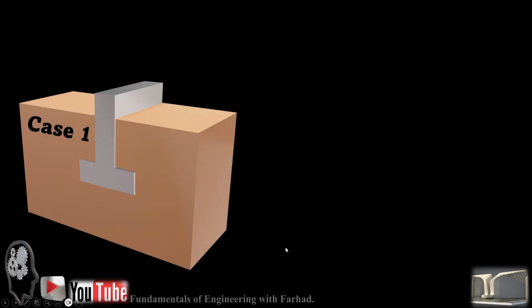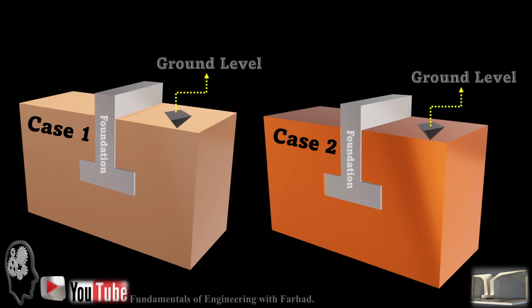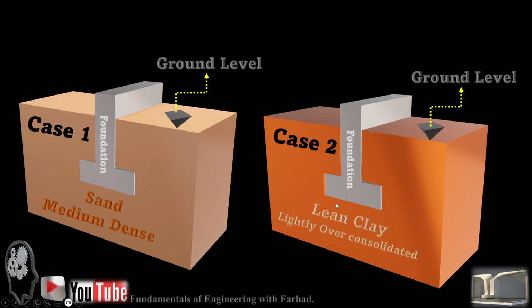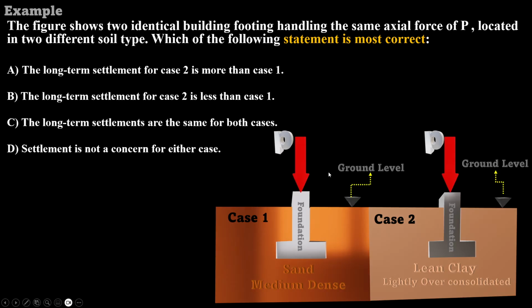So assume we have two identical cases in terms of foundation and loading, but different in soil type. Assume both of them are in saturated soil. Case 1 is in a medium dense sand, and case 2 is in a lean clay lightly over consolidated. The same axial load applies to both foundations. So let's jump to our multiple choice question.